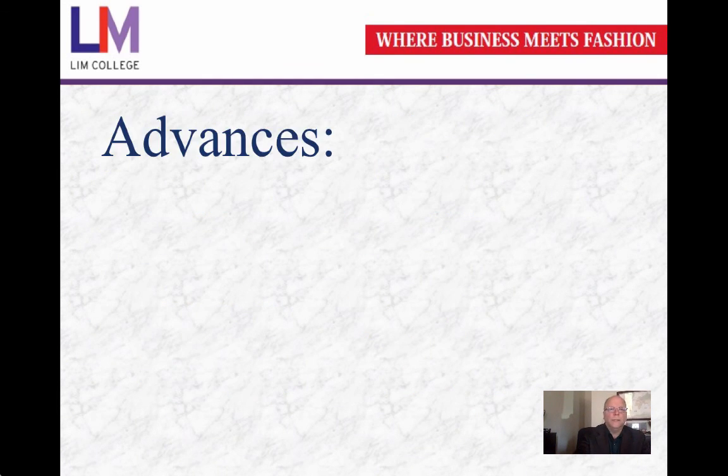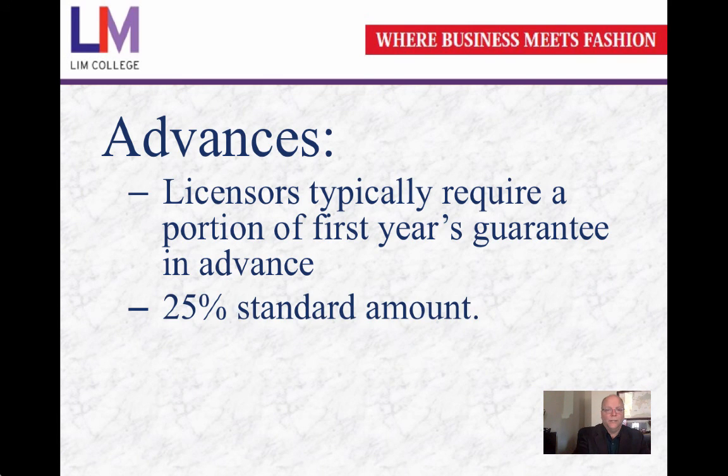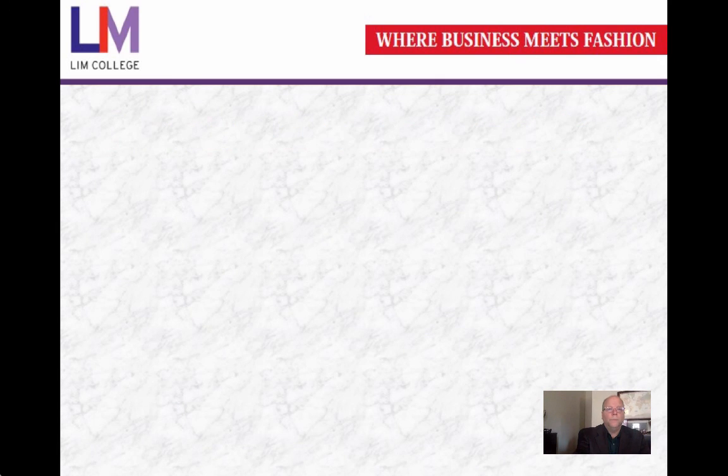The last thing I want to talk to you about in this video is advances. We have royalties, guarantees, and advances. Licensors typically require a portion of the first year's guarantee in advance. So if you owe them $34,000, they're going to want a piece of that in advance. 25% is the standard amount of an advance, so whatever a quarter of that is. Digest this and think about it.